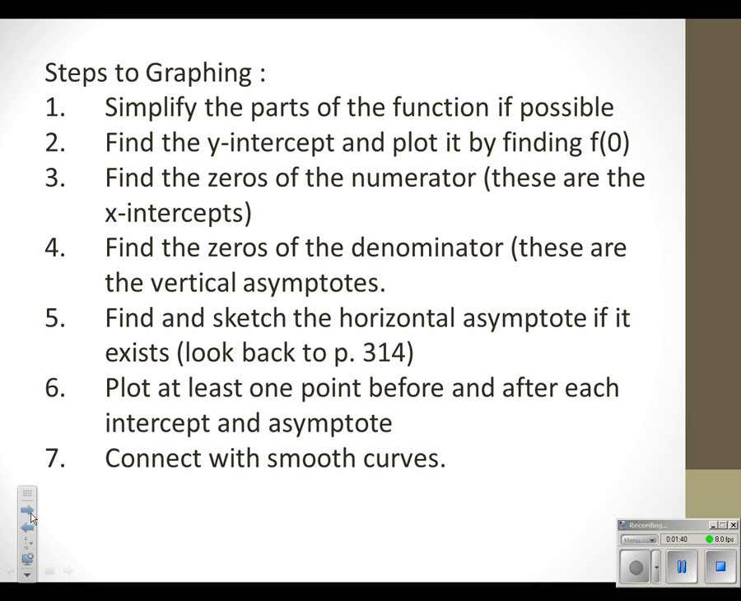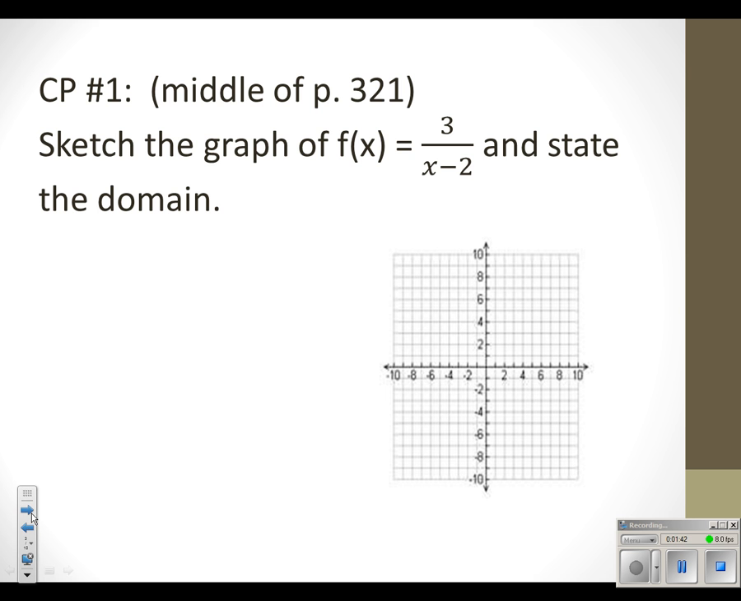All right, let's take a look at our first checkpoint problem. Sketch the graph of f of x equals 3 over x minus 2 and state the domain. All right, first of all, let's take a look at that domain. Essentially, every value is going to work in this function except 2. We can't let x be a 2 or our function will be undefined.